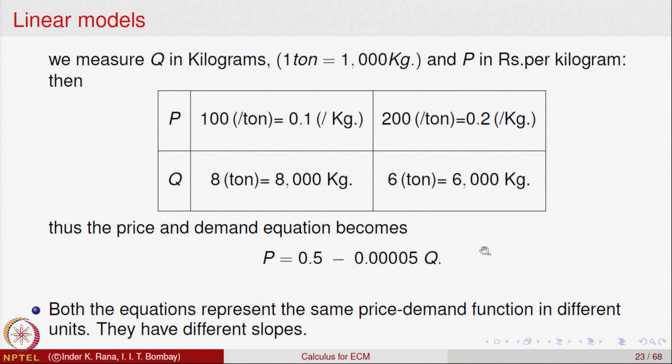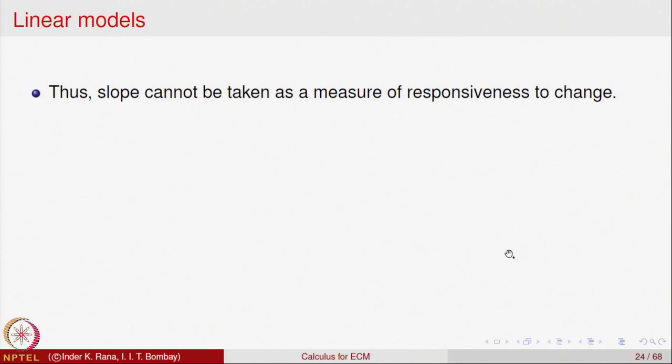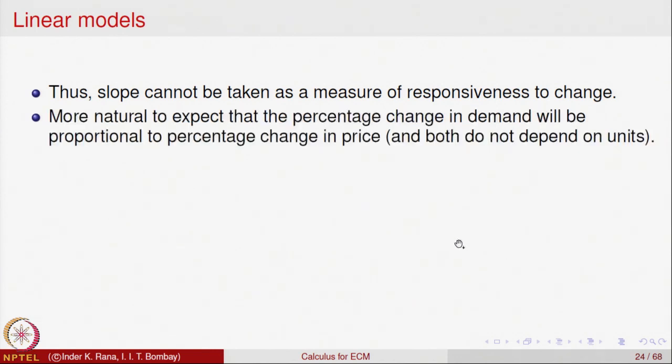So, that means now the slope is different. What I am trying to emphasize is that for a linear function, slope cannot be taken as the measure of responsiveness, of how the price and demand will change. If one is changed, another is observed. So, if slope is not the measure of responsiveness for change, what could be?